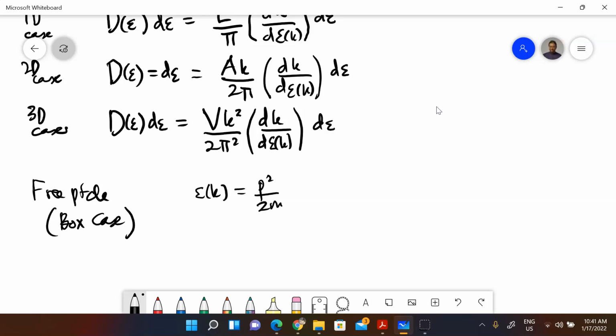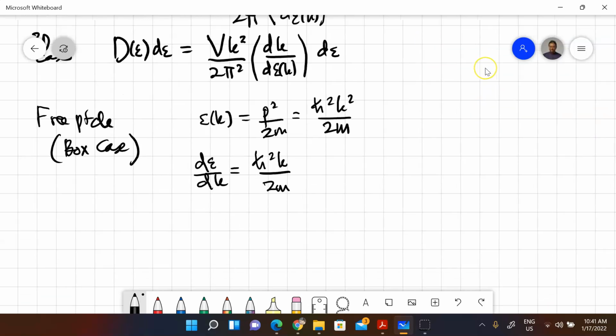Okay, and that is actually squared, k squared on 2m. Okay, so then now if we start taking the derivative with respect to k, the d epsilon dk now will be just simply h bar squared k over 2m. So now I can plug this into this formula of the density of states. So let me write down that example.